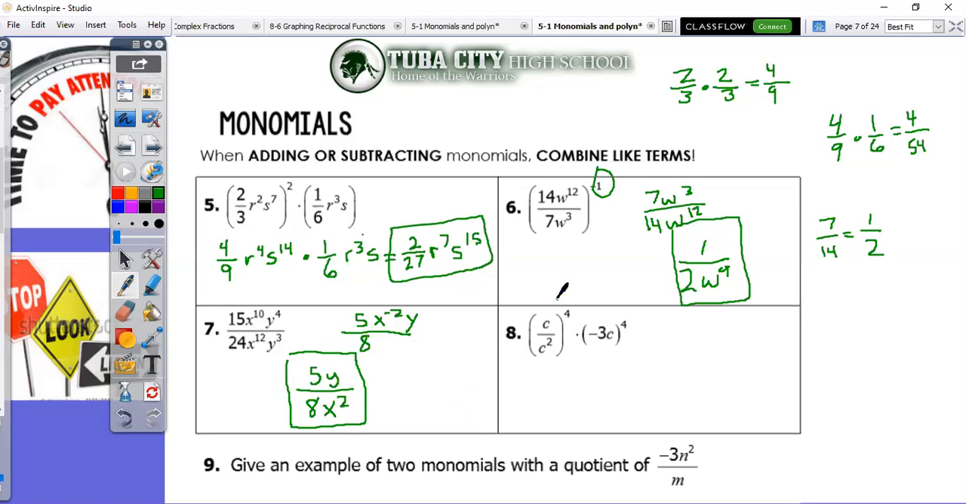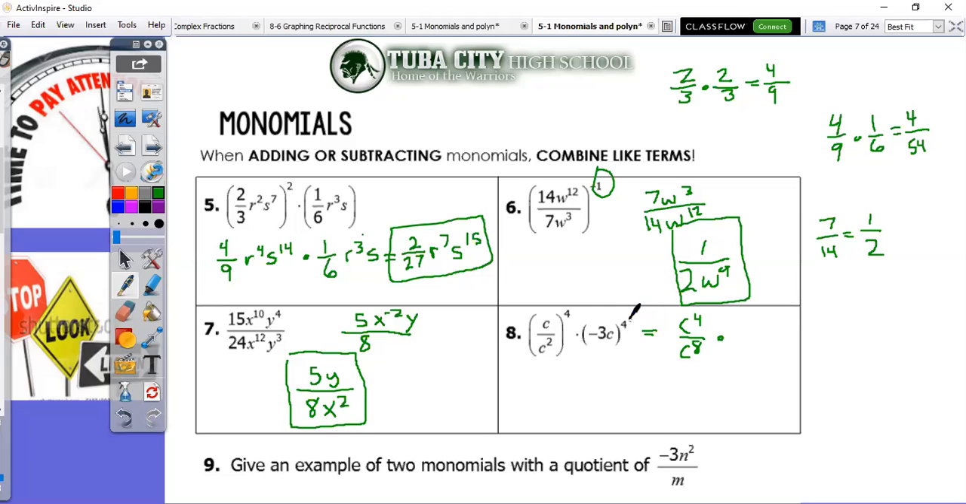Okay, let's go ahead and do this one here. This one is a little bit of a confusing one because we have to raise this whole thing by the 4 power. So this will become c to the 4 because we got to raise it to the 4 power. And here I have c to the 2, but it's being raised to the 4 power, so that means I'm going to multiply it out. So that becomes c to the 8.